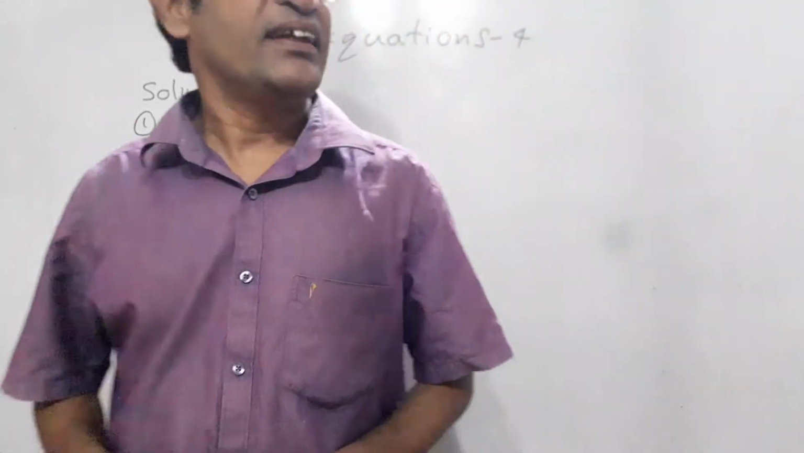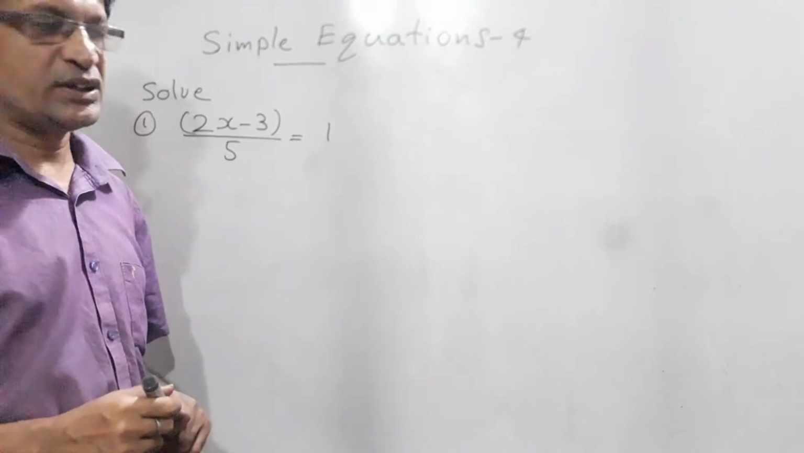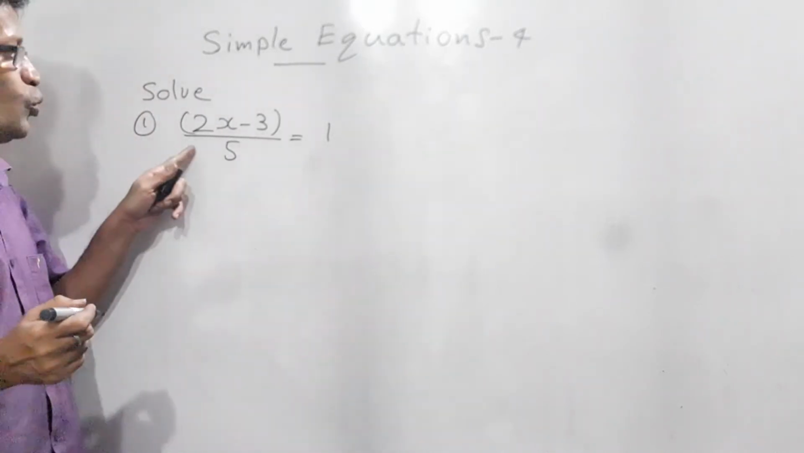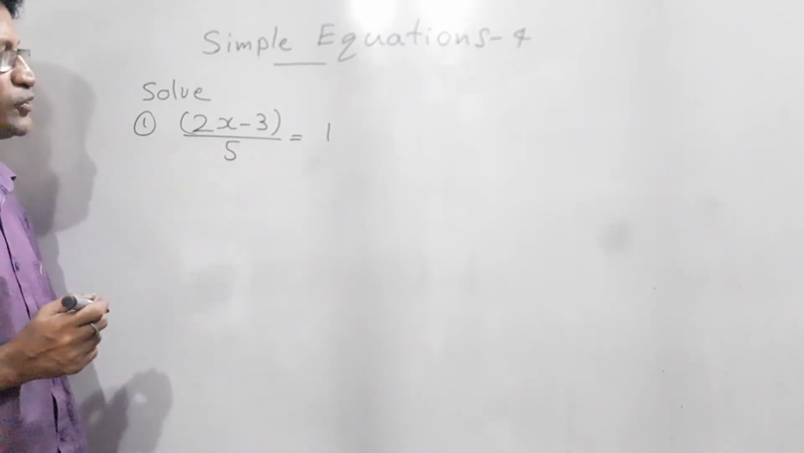Hi, today our lesson is simple equations, lesson number 4. Today we discuss some questions. First question, solve (2x − 3)/5 = 1. Now how are we going to solve this question?